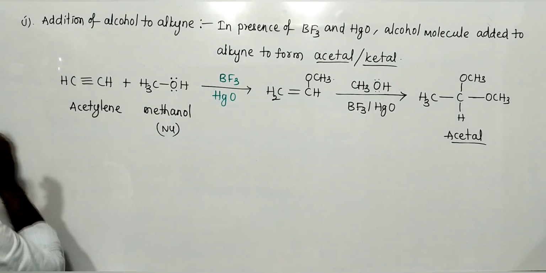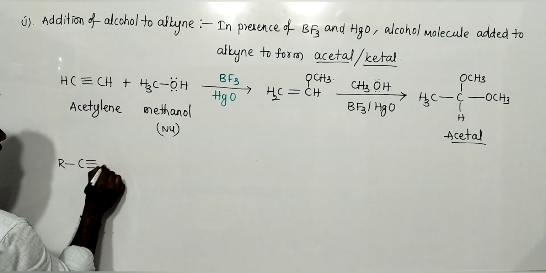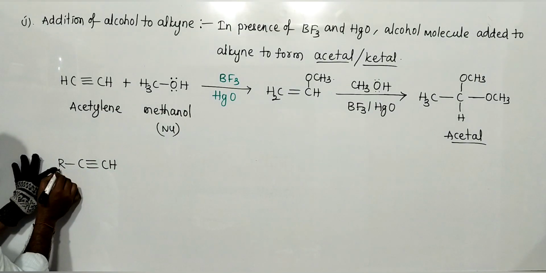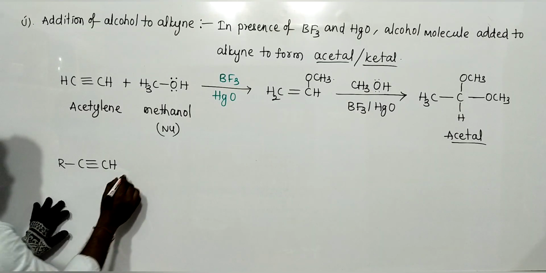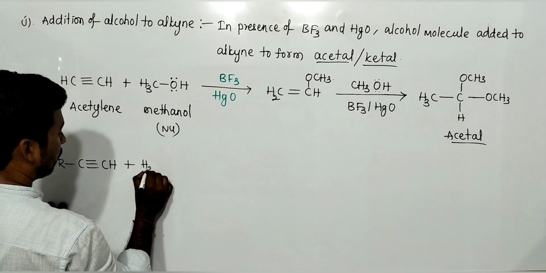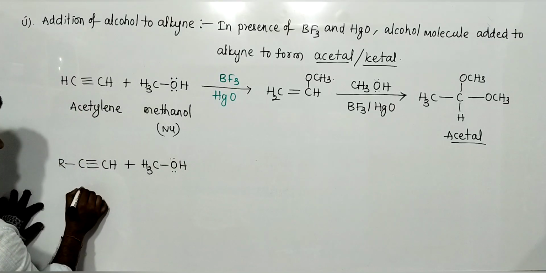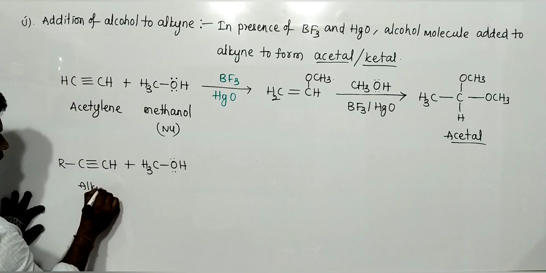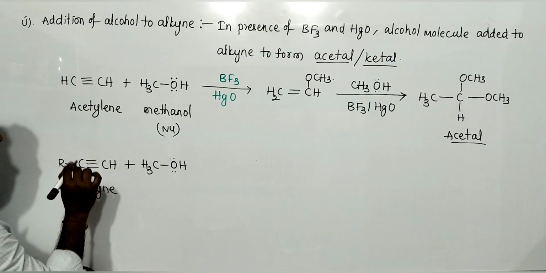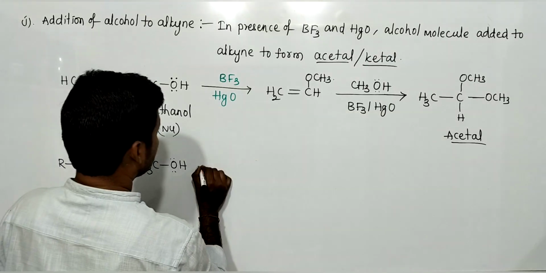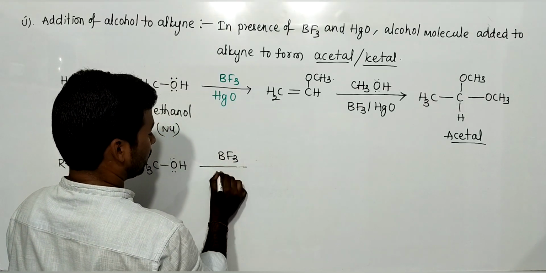Otherwise, if you take any other alkyne, not acetylene, here it may be CH3, C2H5, anything, it may be propane, butane, anyone, then what happens? Here I am taking methanol, so this is what? Alkyne, any alkyne, other than acetylene. This reaction takes place in presence of BF3 and HgO.